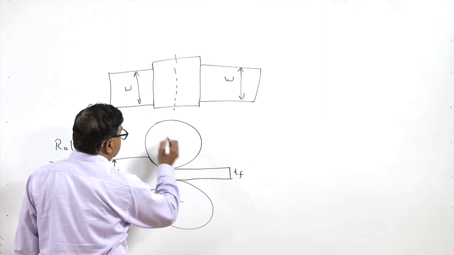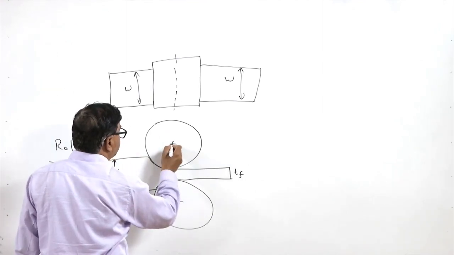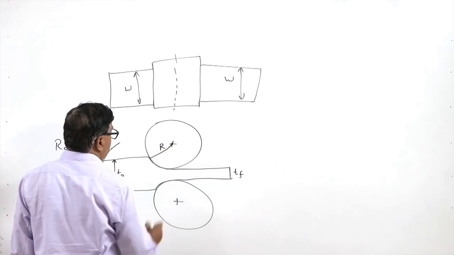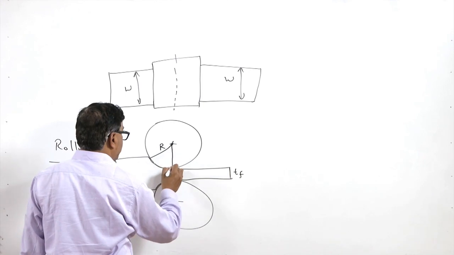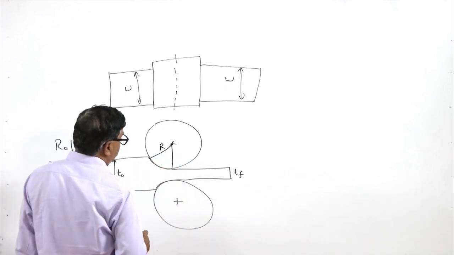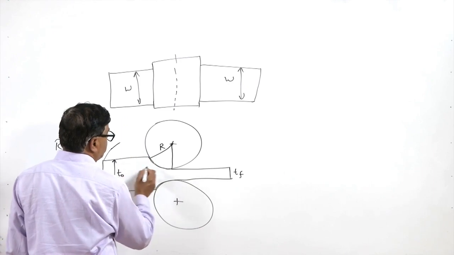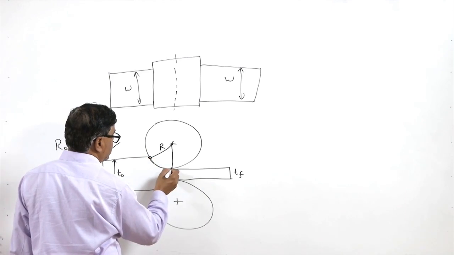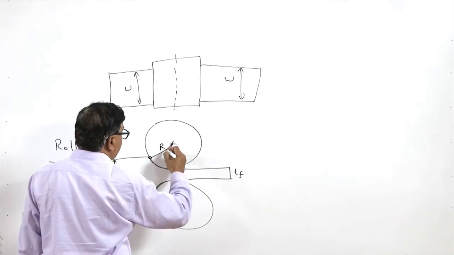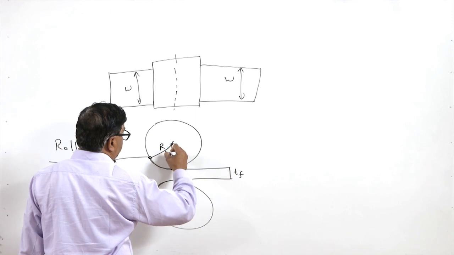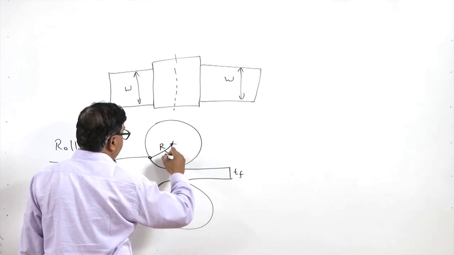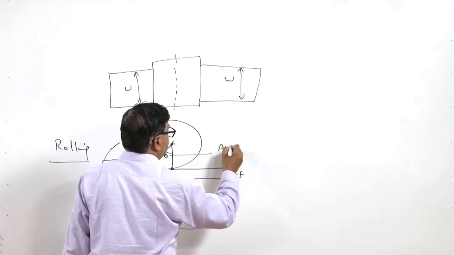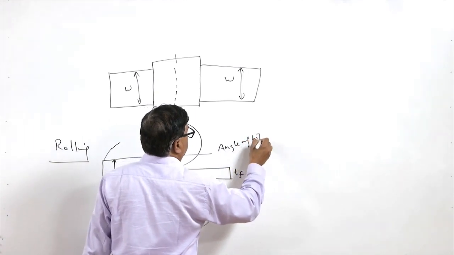If we consider this as the center of the roller and this is the radius r of the roller, this is where the plate is coming out of the rollers. Entry is taking place at this point and exit is taking place at this point. The angle formed between these two points is called theta, which is basically the angle of bite.